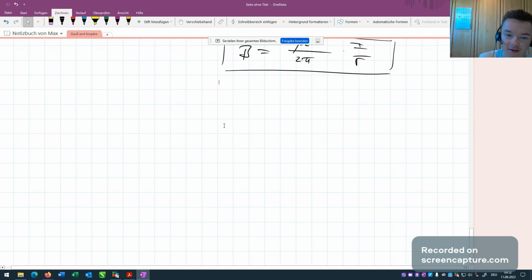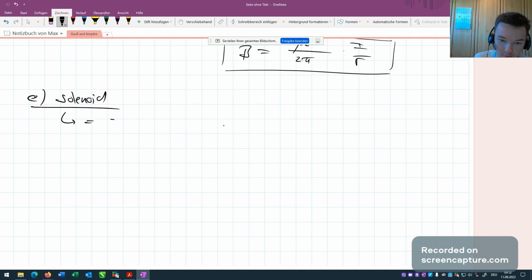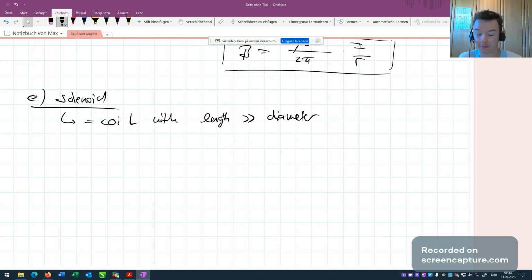And maybe one last example, a solenoid, which is basically a coil whose length is larger by far than its diameter. So much bigger than the diameter. Because that makes the magnetic field in the solenoid quite homogeneous.